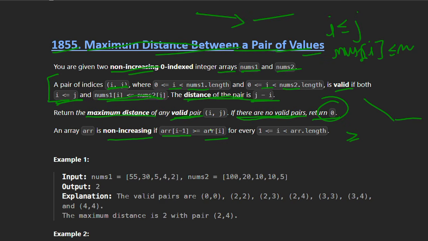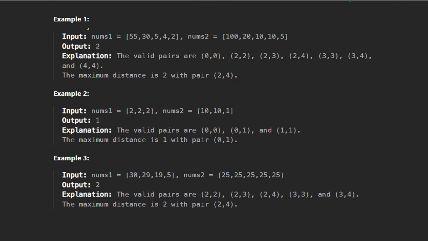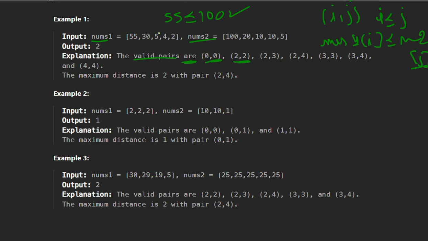So let's see some examples to get the question more clearly. In the first example, we are given two arrays nums1 and nums2, right? We have to find all the valid pairs i, j such that i is less than or equal to j, and nums1 of i is less than or equal to nums2 of j. This should be the condition. So in this example we are given the valid pairs. 0, 0 is a valid pair. See, 55 is less than or equal to 100, true. Then 2, 2, 5 is less than or equal to 10, true. So these are all the valid pairs.